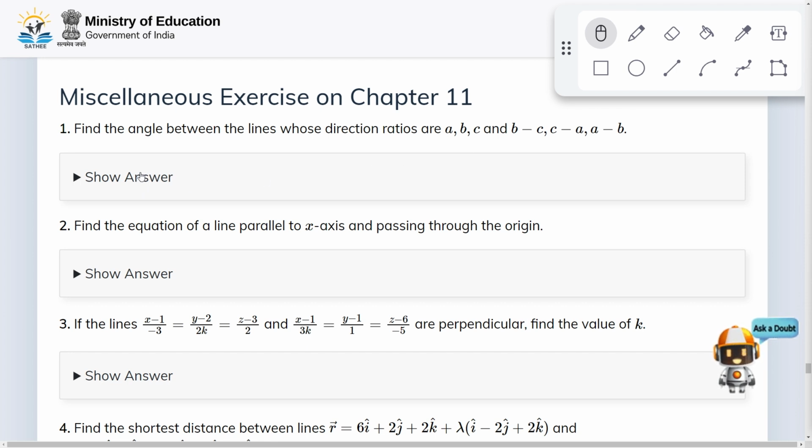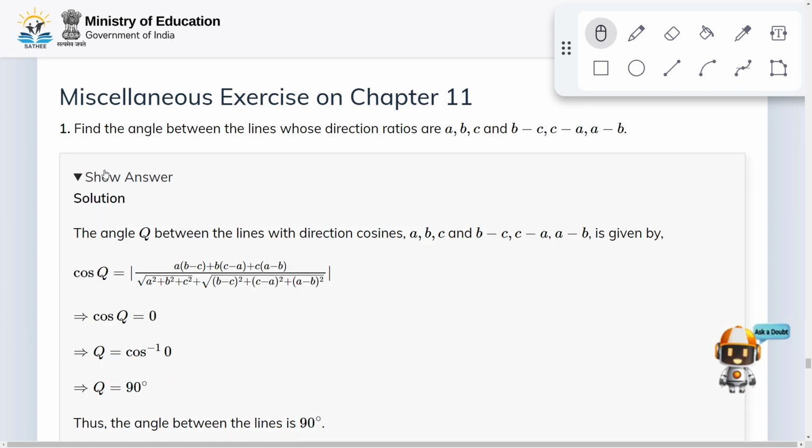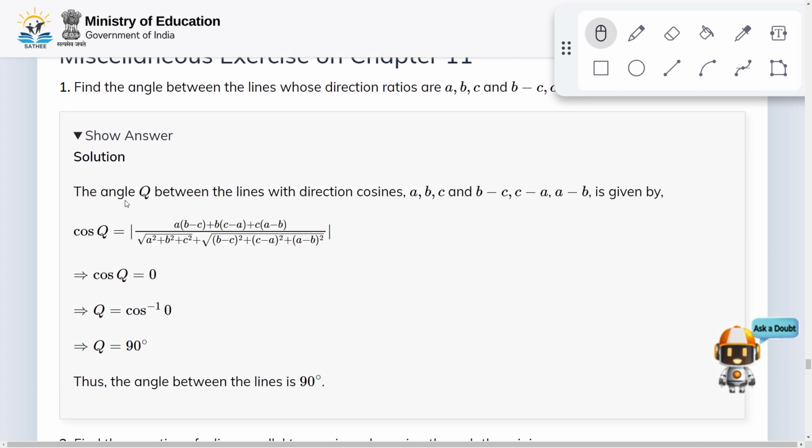In order to find the angle using direction ratios, you know the formula. The formula says, if theta is the angle between the lines with the direction ratios given to you, then cos theta will be the absolute value of a multiplied with b minus c, plus b multiplied with c minus a, plus c multiplied with a minus b, divided by root of a square plus b square plus c square, multiplied by root of b minus c whole square plus c minus a whole square plus a minus b whole square.